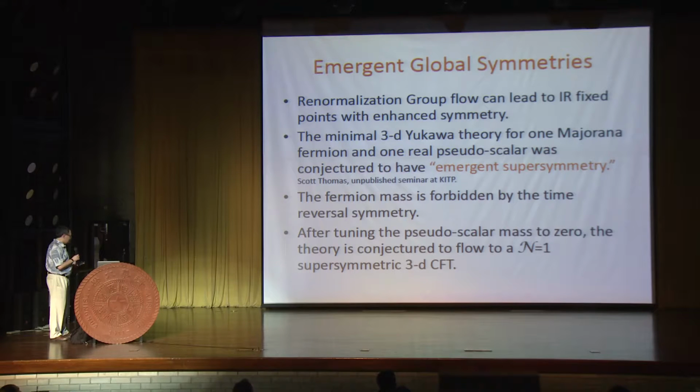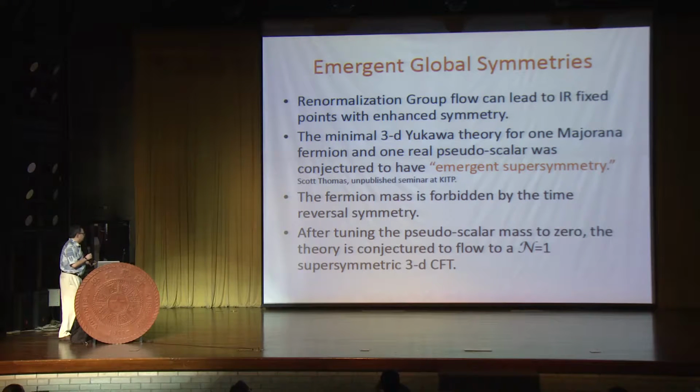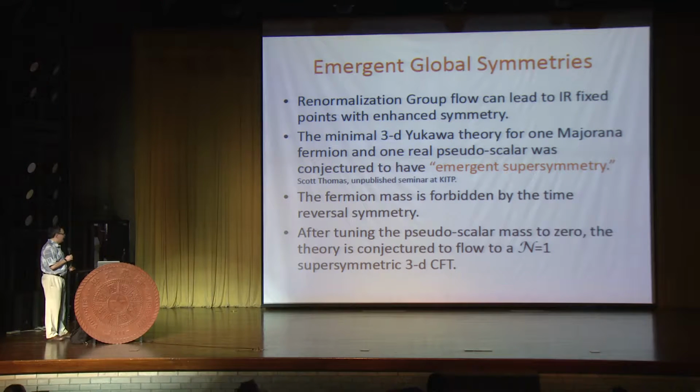And I'll talk about a more fancy version of this, which is what happens in 3-dimensional Yukawa theory with a kind of minimal field content, which is 1 Majorana fermion and 1 real pseudoscalar. And this was conjectured by Scott Thomas to have emergent supersymmetry. Namely, not only is the field content supersymmetric, but it also flows to an N=1 superconformal CFT. That's basically the conjecture. I just now realized that this is the 2nd talk in a row, which is partly based on unpublished seminars at KITP.